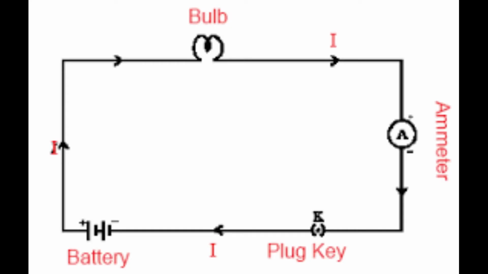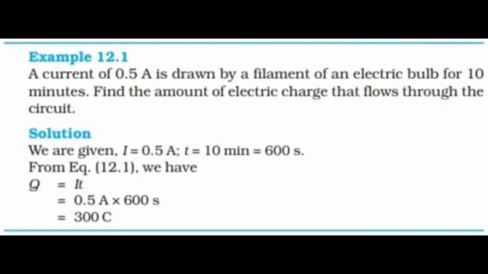The given figure shows the schematic diagram of a typical electric circuit comprising a cell, an electric bulb, an ammeter, and a plug key. Now, consider example 12.1.